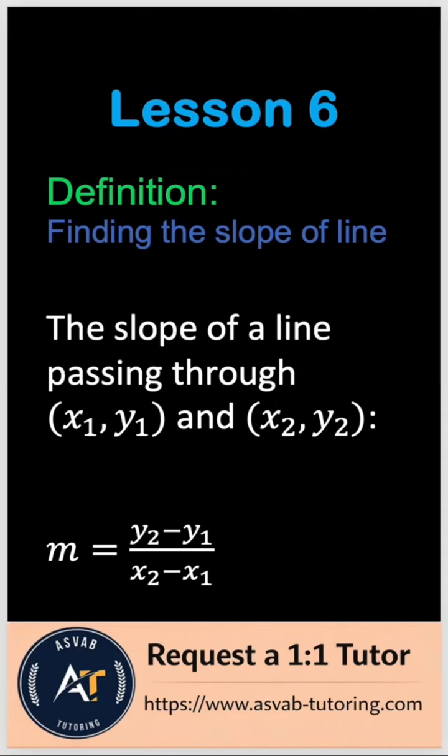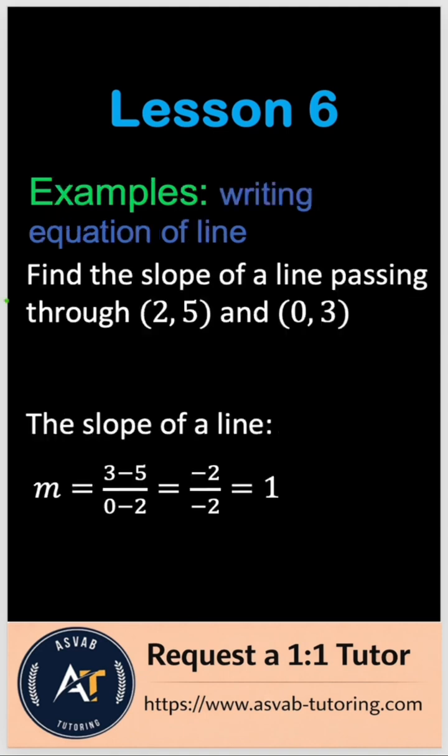Now the slope of a line passing through (x1, y1) and (x2, y2) is m equals (y2 minus y1) over (x2 minus x1). So here we have an example for you, which is find the slope of a line passing through (2, 5) and (0, 3). So 2 is x1, 5 is y1, 0 is x2 and 3 is y2.